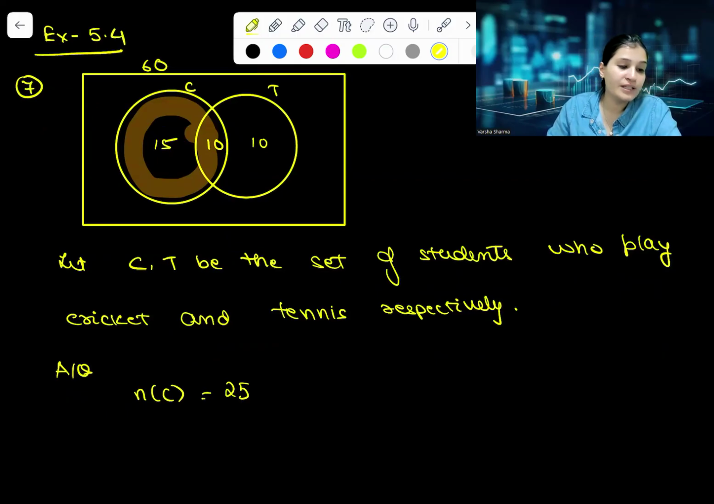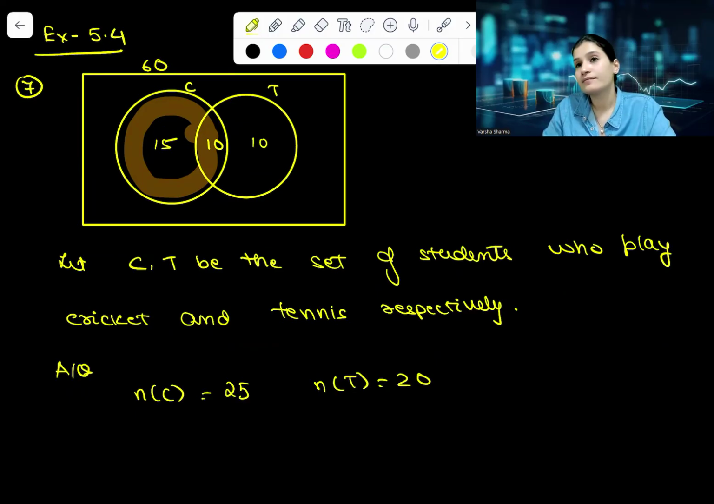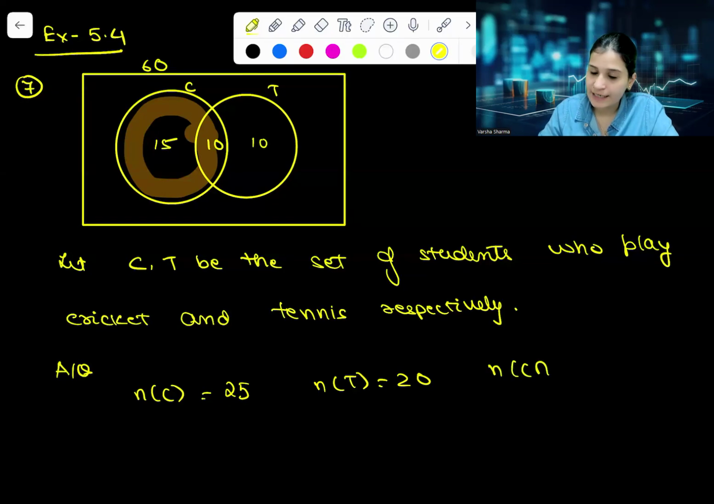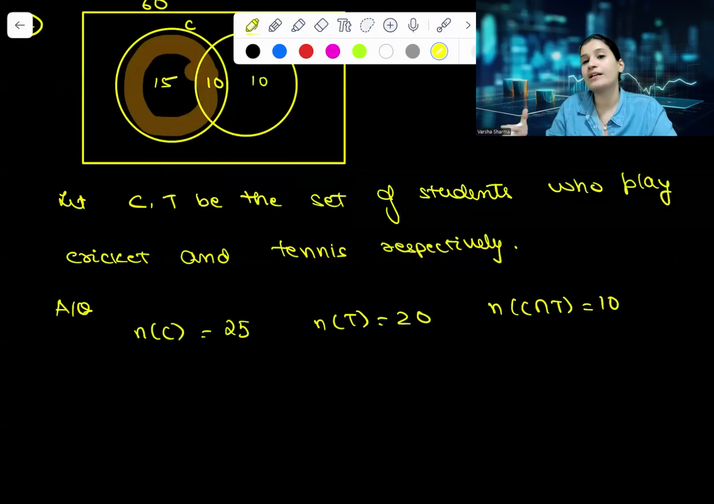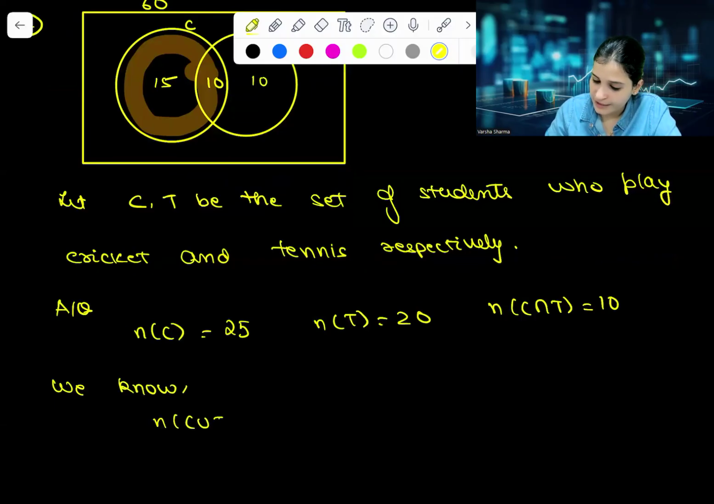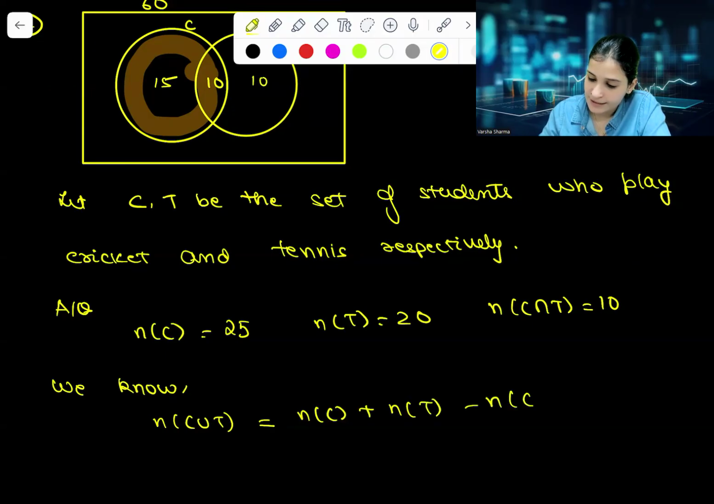Then 20 students play tennis. So the cardinality of the set T is 20. 10 play both. What is both? Both is intersection. So C intersection T is 10. So I have C, I have T, I have intersection. What is the one basic thing I can completely and for sure find? Union. So we know n of C union T, the number of elements in C union T, is the number of elements in C plus T minus the intersection.